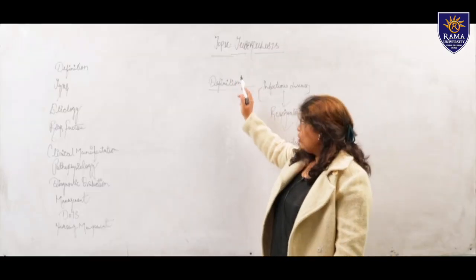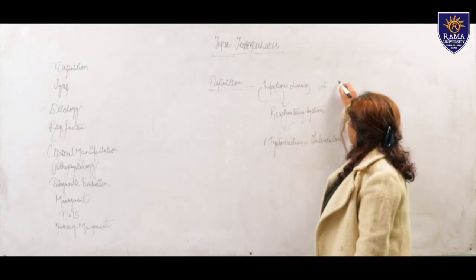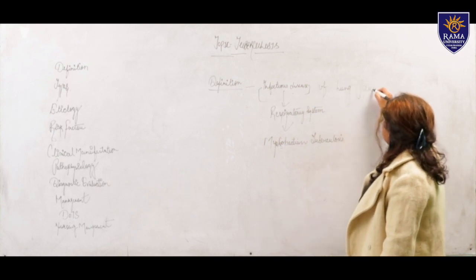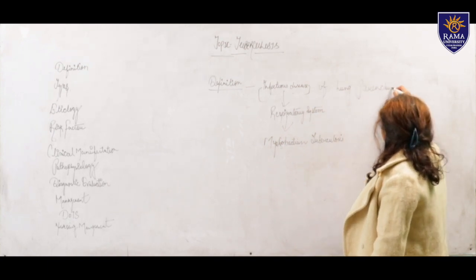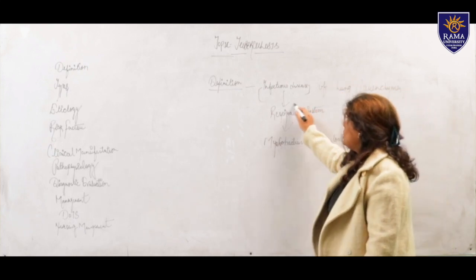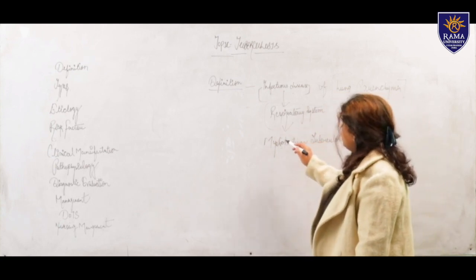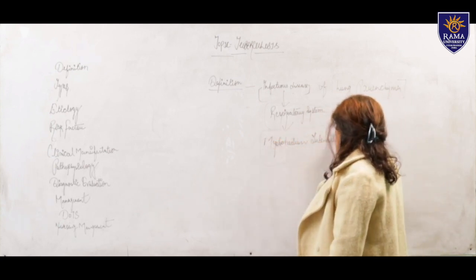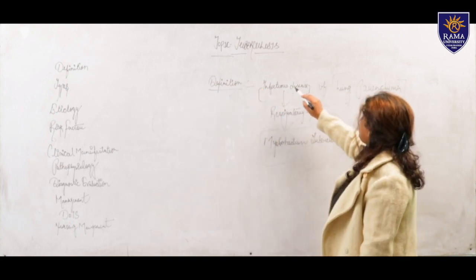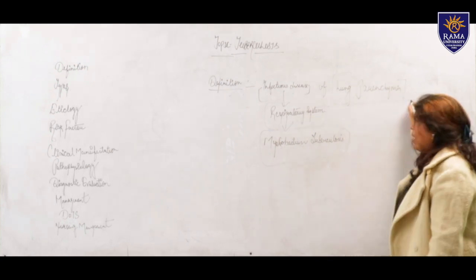Now what is tuberculosis? Tuberculosis is an infectious disease of lung parenchyma. Lung parenchyma is present in our respiratory system, and the causative agent of tuberculosis is Mycobacterium tuberculosis. So the definition is: tuberculosis is an infectious disease of lung parenchyma.